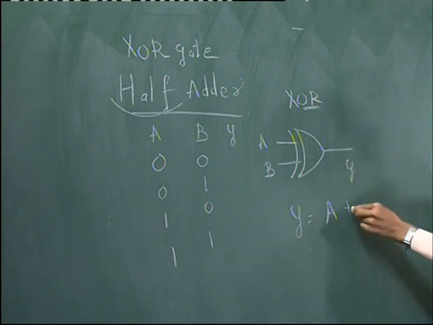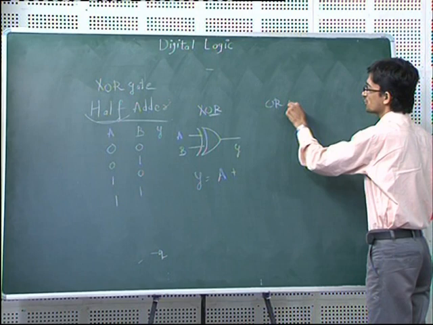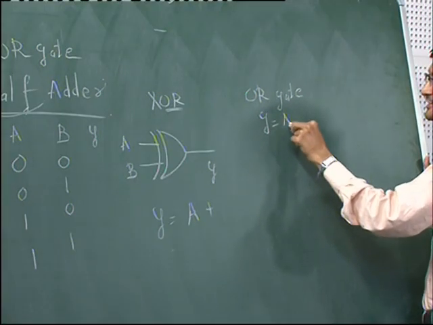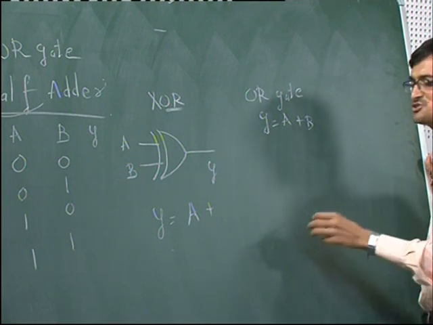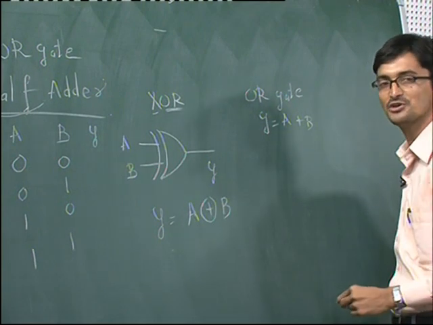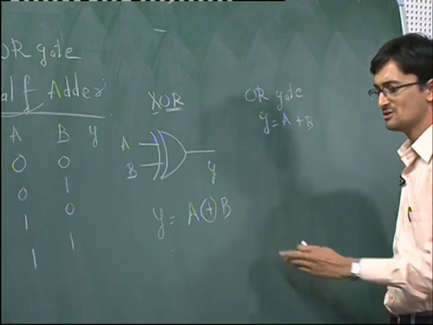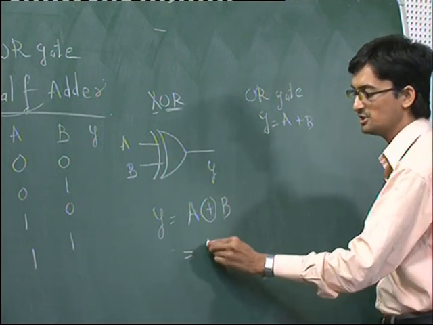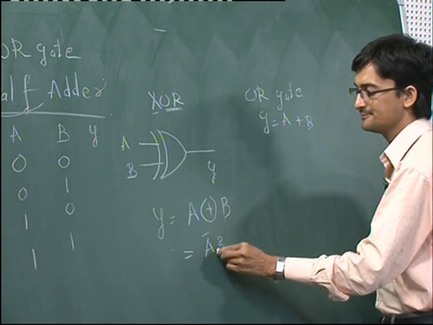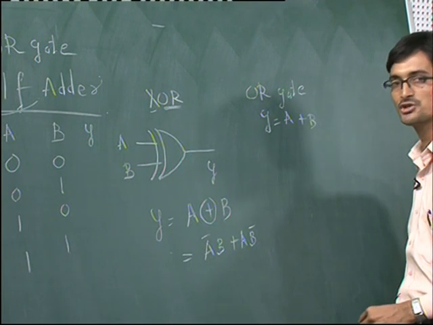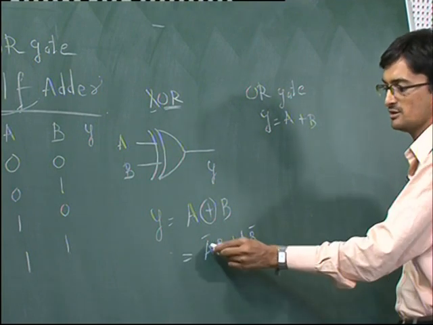So OR, first of all, OR means plus. Recall your OR gate equation. The equation for the OR gate was Y equal to A plus B. So just consider A plus B, with something extra, make it one. This is the equation for the XOR gate, but you cannot remember it like this. So it is simplified like this: A bar B plus A B bar. This is the final equation for Y, and it is the XOR gate.